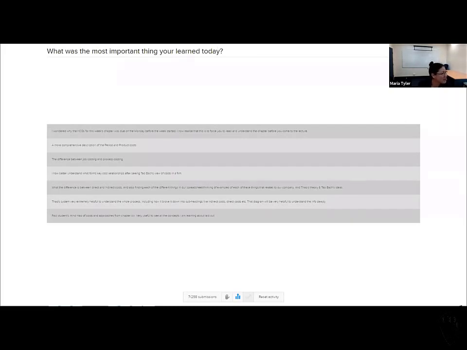I now better understand what forms key cost relationships after seeing Thao Bach's view of costs in a firm. Yes, we love that. We love Thao Bach's. Thao Bach has had an influence on a lot of students. We'll be developing the chart later on. We'll do this for a few more weeks. But yeah, that's Thao. And there are other people who are trying to understand the material for themselves. And that's why Thao did that chart, to try and make sense, because otherwise it can seem quite confusing, all these different concepts. Back to you, Maria.